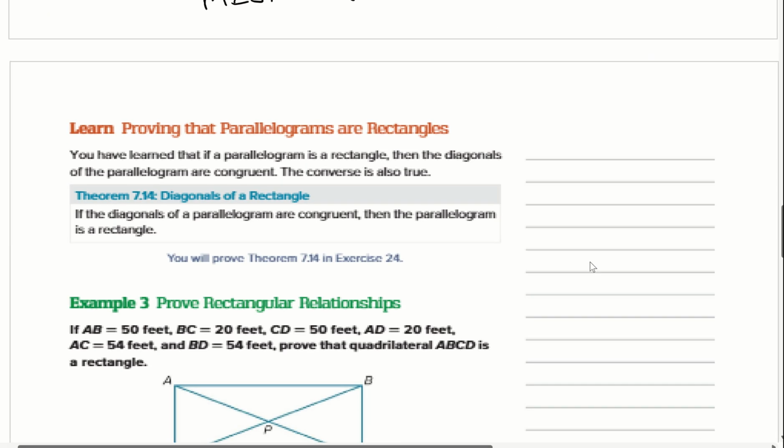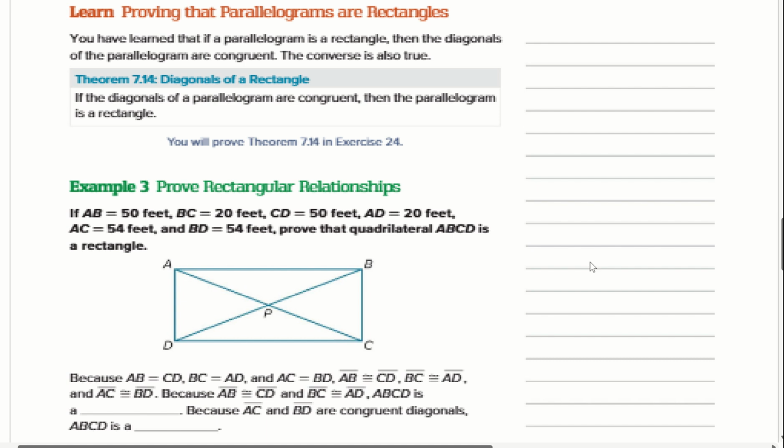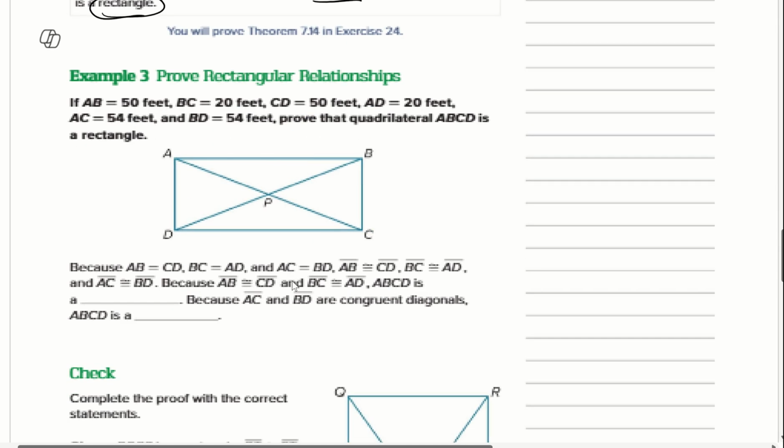All right, so let's look at the next page here. So we want to prove that parallelograms are rectangles now. So if the diagonals of a parallelogram are congruent, then the parallelogram is a rectangle. Okay, so basically the opposite of what we talked about. Like if it's a rectangle, then the diagonals are congruent. If the diagonals are congruent, then it's a rectangle. So it's the reverse. So let's look at that example.